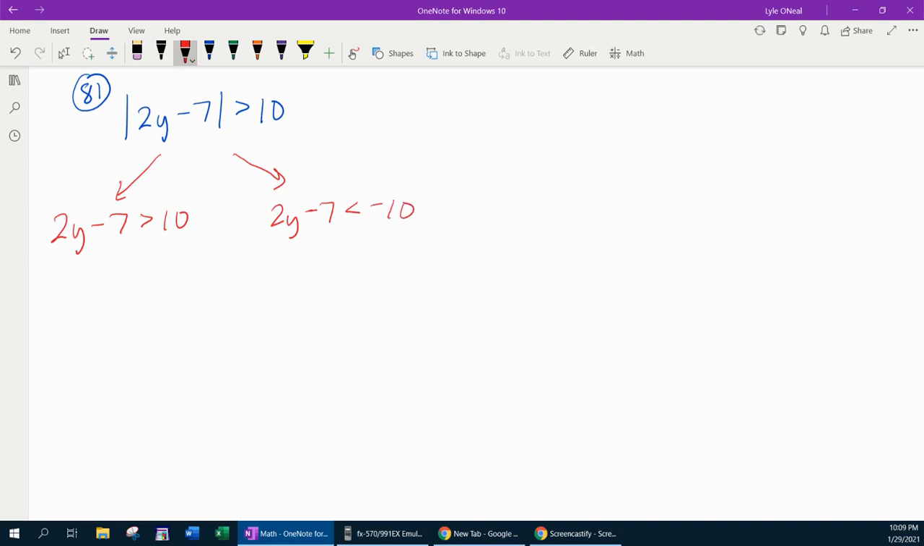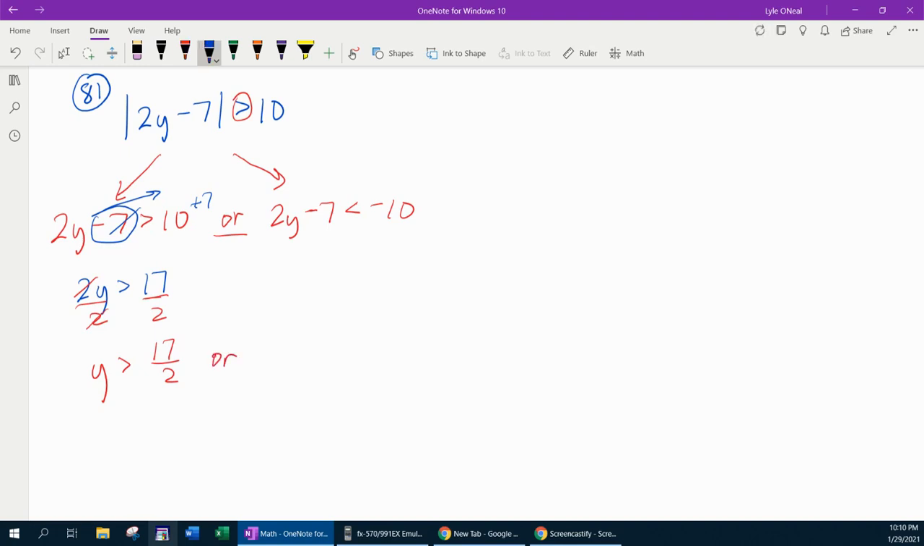Now we need to get the correct word in the middle. Greater than is or. Greater than or equal to or greater than, both of those would be an or statement. And now we can solve for y. Moving the -7 makes it positive. That's going to give me 2y greater than 17. If I divide both sides by 2, that is not going to divide nicely. 17 halves is not going to divide nicely. So I'm going to leave it fractioned up. I like it improper.